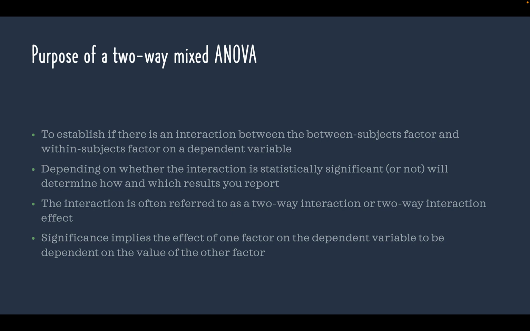And significance implies the effect of one factor on the dependent variable depends on the value of the other factor. An example here would be if we found a significant interaction between time of our motor skill intervention, so pre and post intervention, with gender. Maybe in this situation, the intervention was more beneficial for one gender.